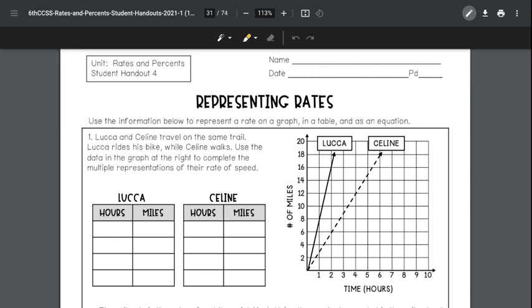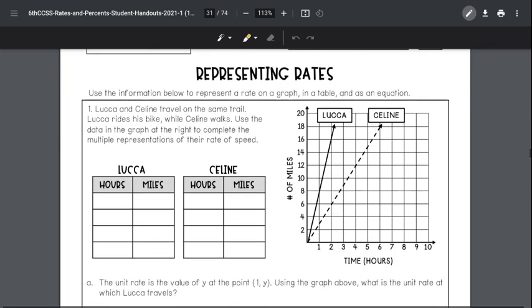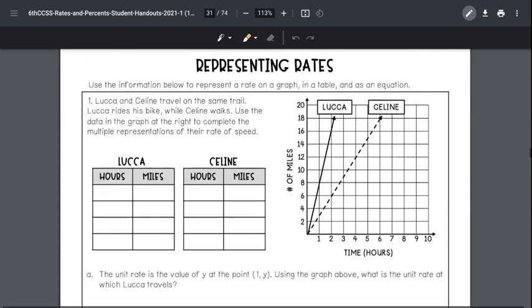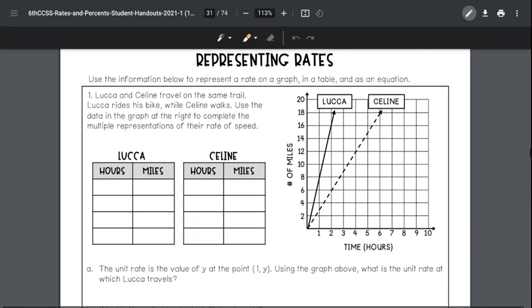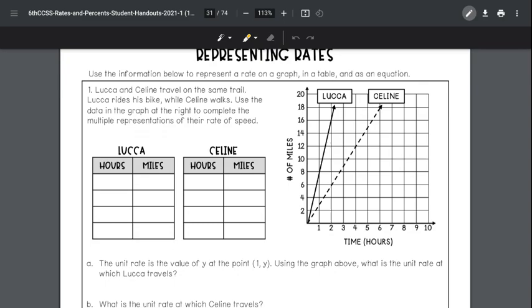This is your notes for representing rates. Use the information below to represent a rate on a graph, in a table, and as an equation. Number 1. Luca and Celine travel on the same trail. Luca rides his bike while Celine walks. Use the data in the graph at the right to complete the multiple representations of their rate of speed.